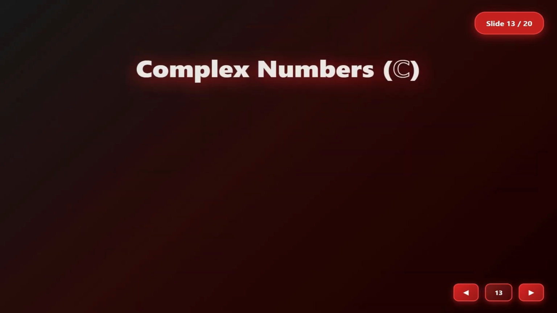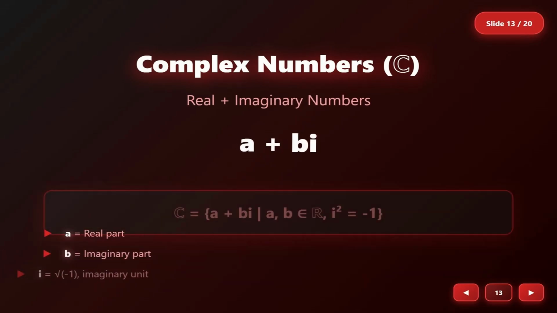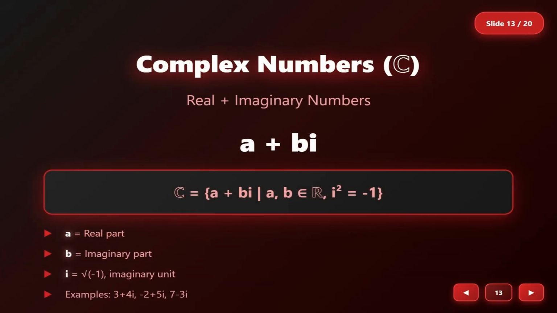Now we are entering the twilight zone of mathematics. Meet the complex numbers. It is represented with the capital letter C. When you look at the formula, it says A plus Bi, where A, B belong to R, and i squared is equal to -1. So complex numbers have two parts. A, the real part. Bi, the imaginary part. And i is equal to root of -1, the imaginary unit.